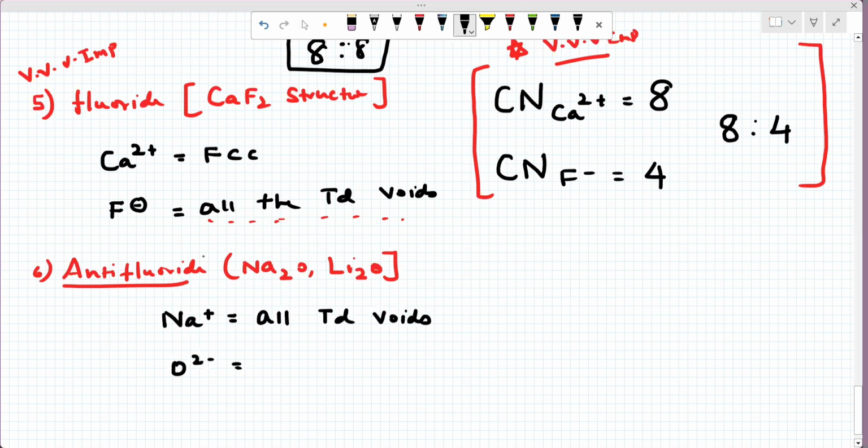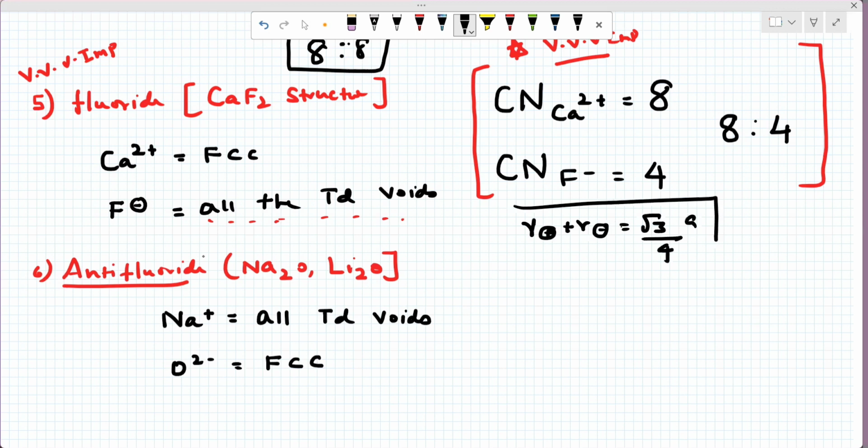O2 minus occupy a form FCC lattice. The formula is radius of cation plus anion equal to √3a/4. This is common for both cases. Now what is the main difference? The main difference is the coordination number.